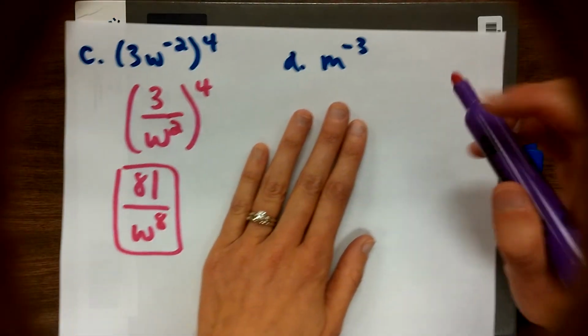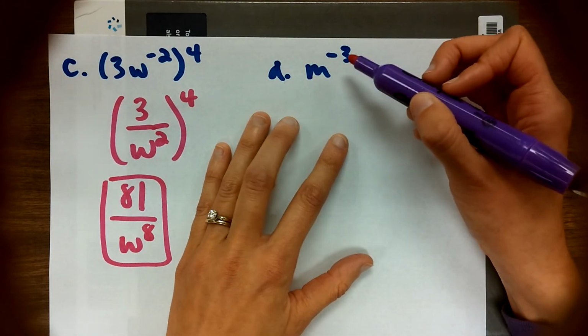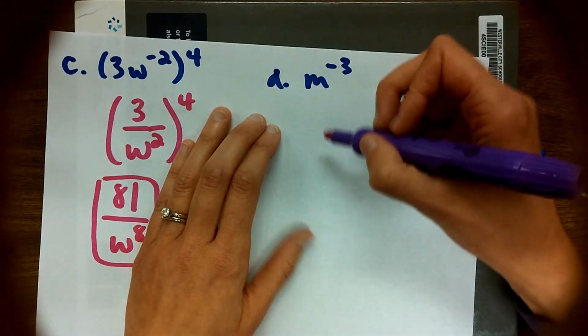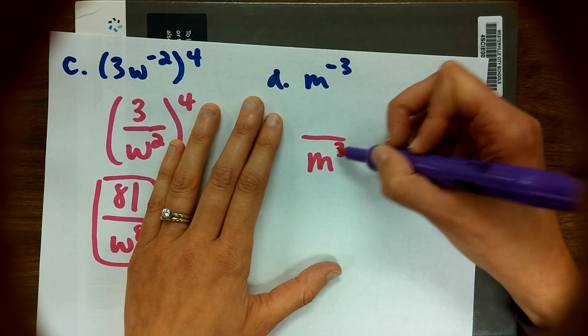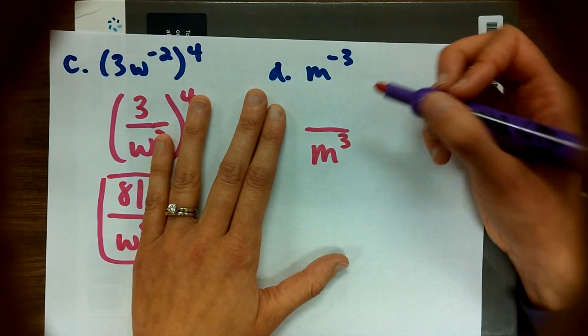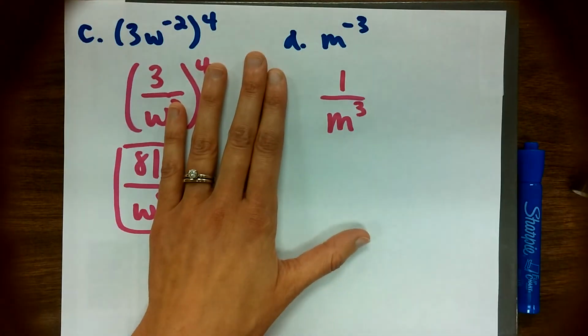And then for this last one, we just have m to the -3rd power. So again, because we have a negative exponent, we have to rewrite as a fraction. And the m to the 3rd is going to move to the denominator, and then the exponent won't be negative anymore. But there's nothing else here, like we don't have anything to write on the top, and when that happens, we just put a 1 on top as like a placeholder. So we have 1 over m to the 3rd.